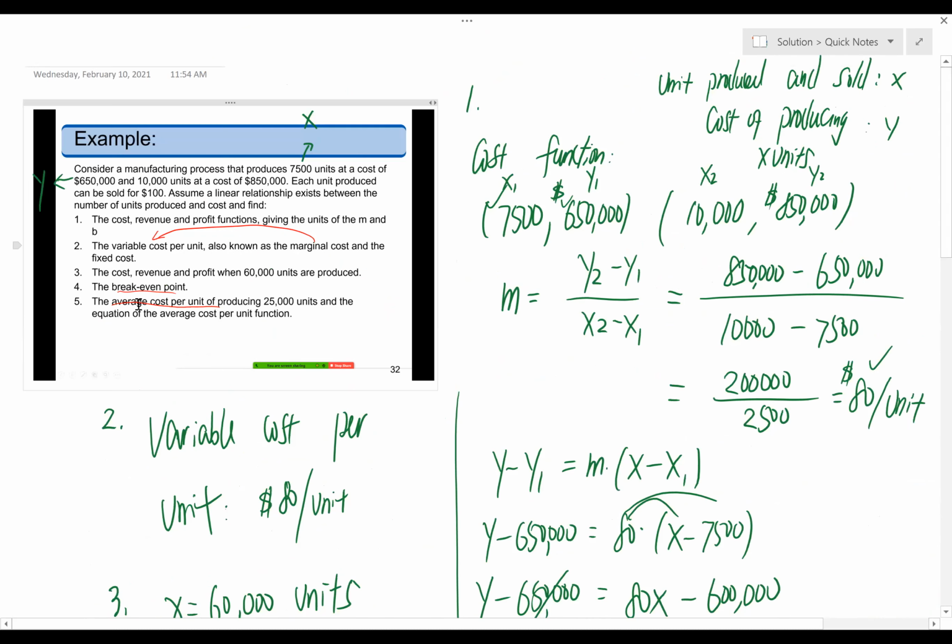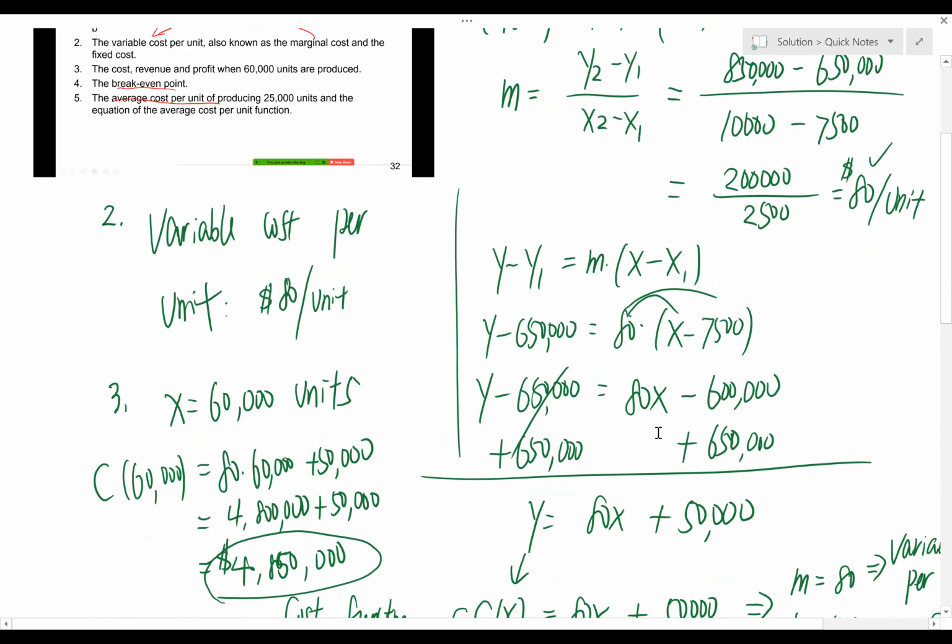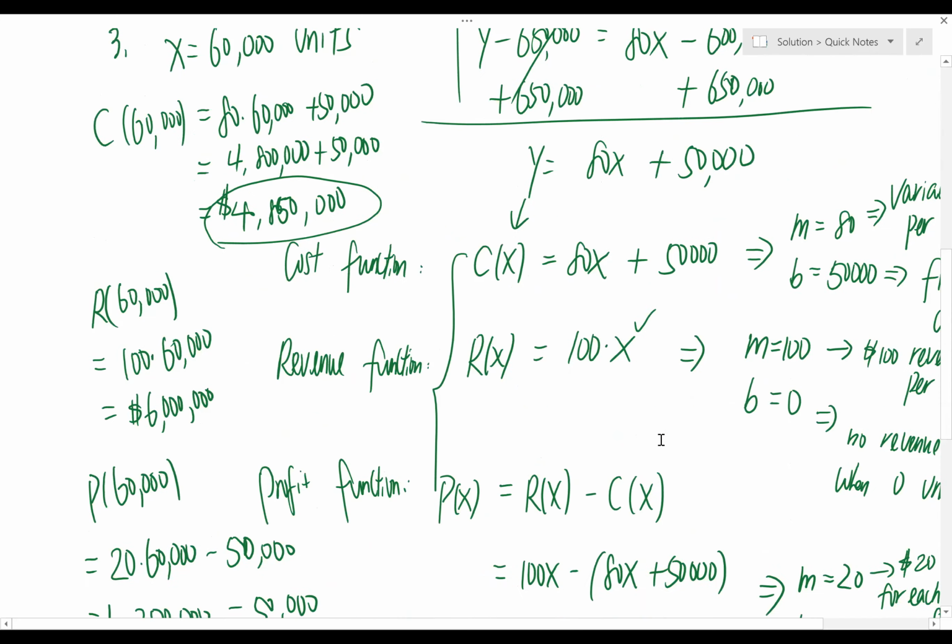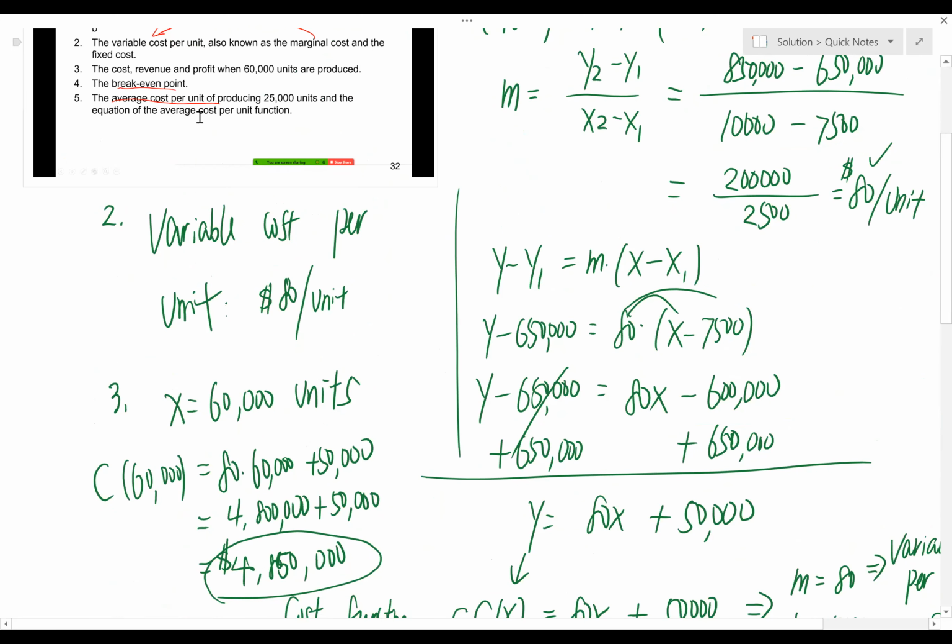Part 5, you want to find out average cost per unit of producing 25,000 units and the equation of the average cost per unit function. Okay, so any suggestion? How do we find out average cost per unit for producing 25,000 units?